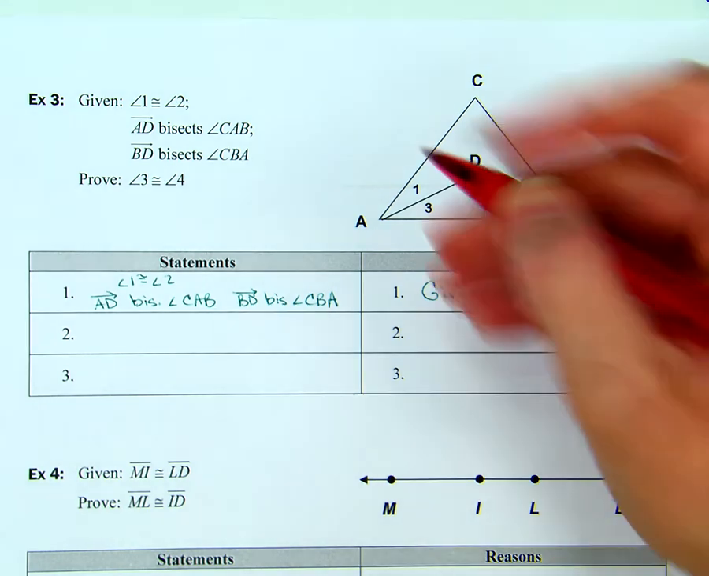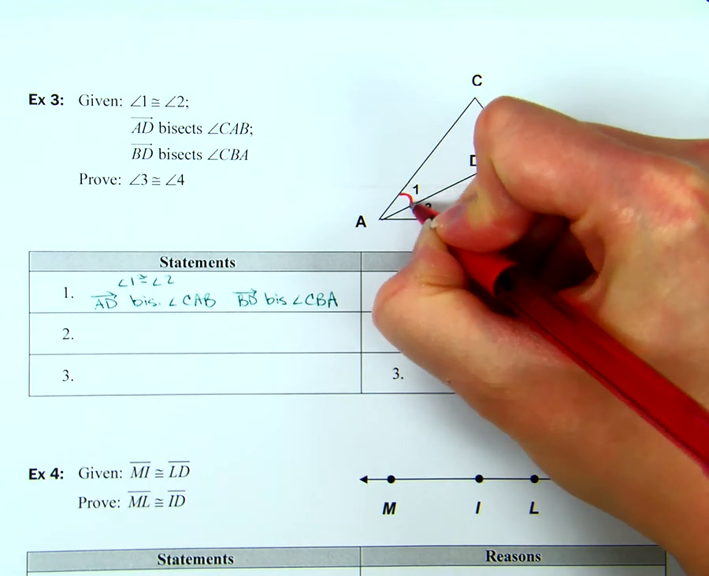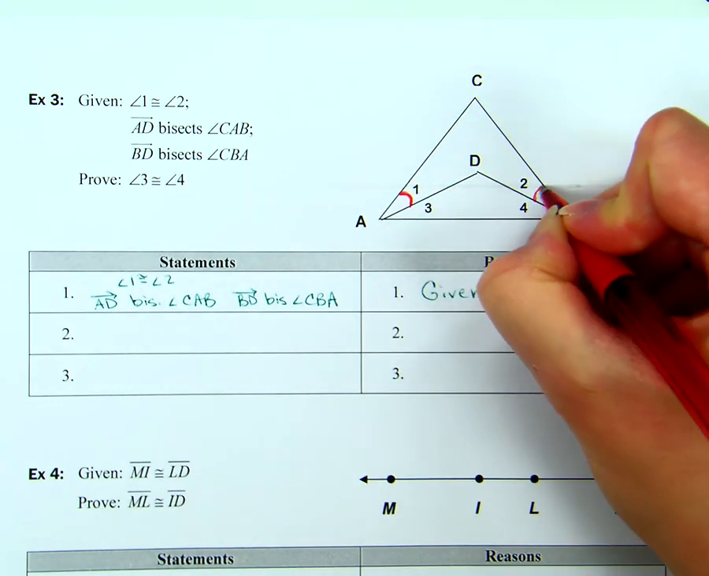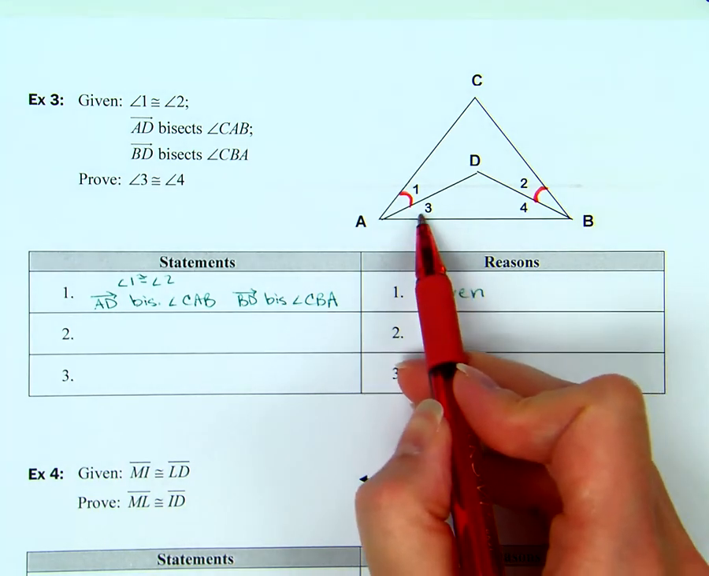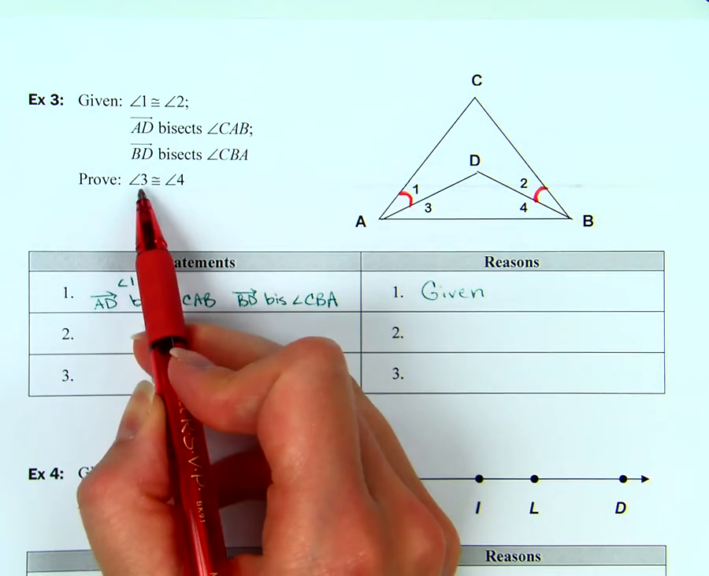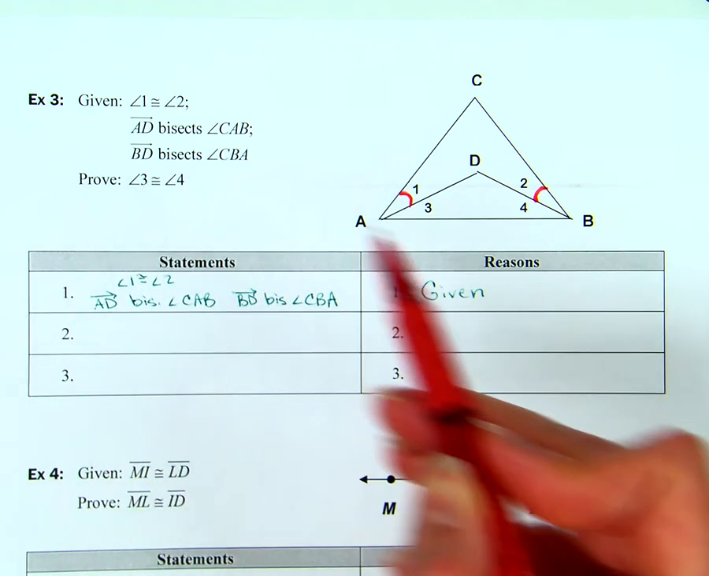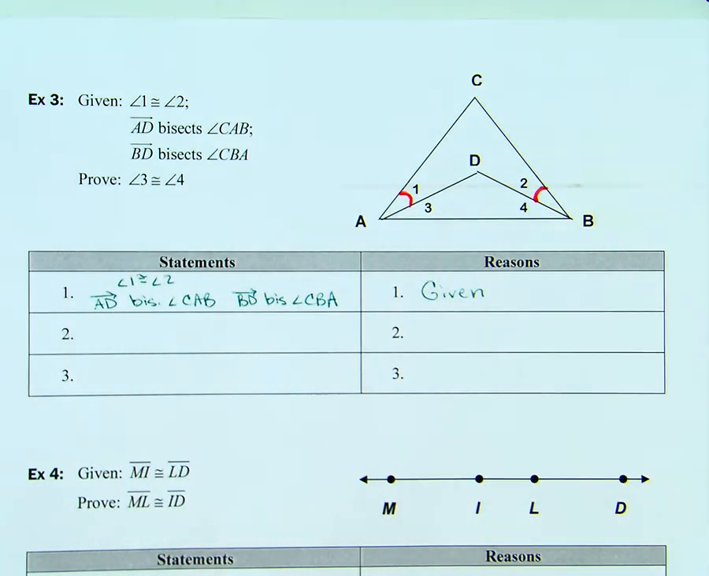Alright folks, let's see what you marked. First off, angles 1 and 2 are congruent. So we're going to mark those. Our goal is to show that 3 and 4 are the same, so we can't mark that yet. That's what we're trying to show. We don't know it at the beginning, so it shouldn't be marked.